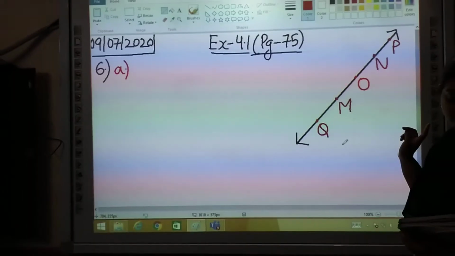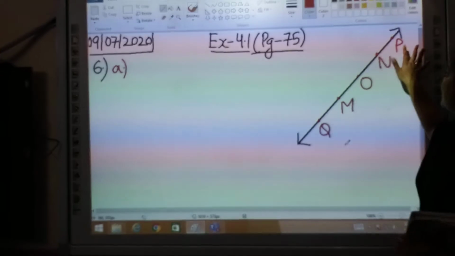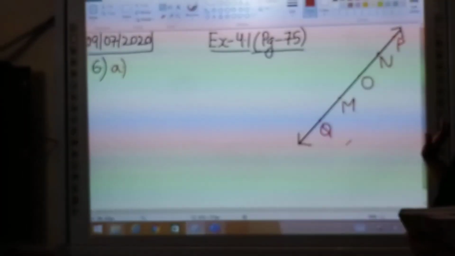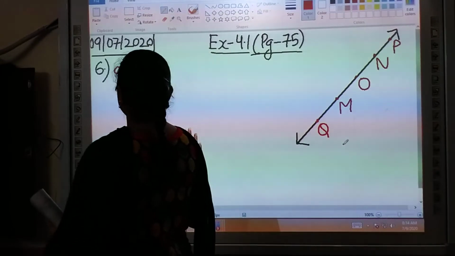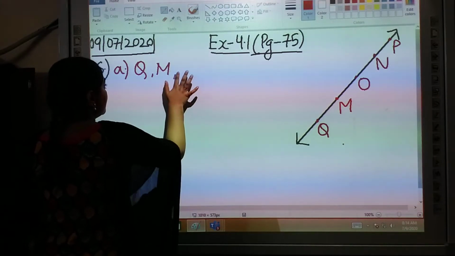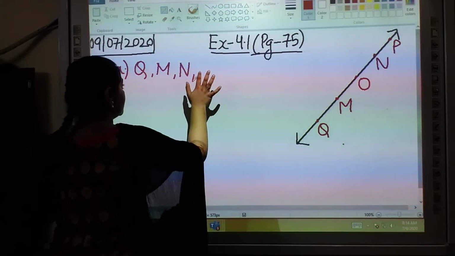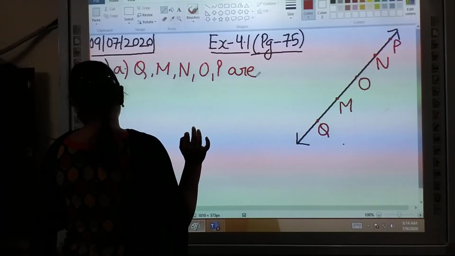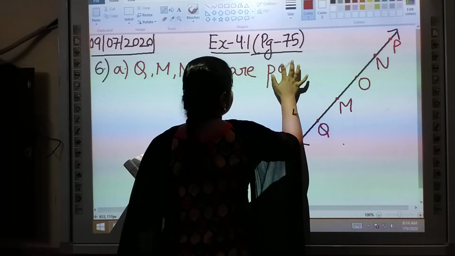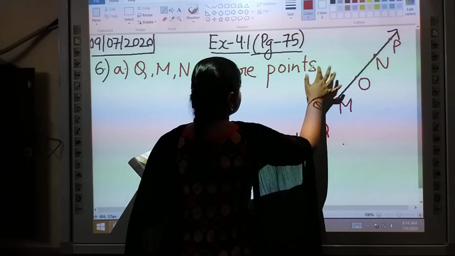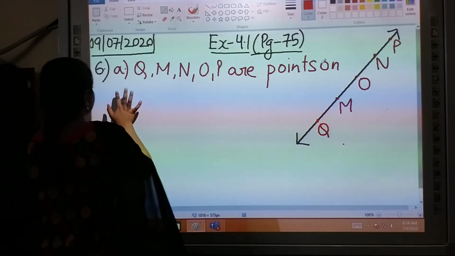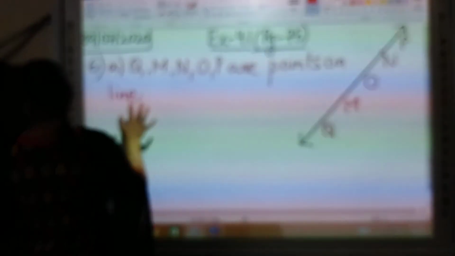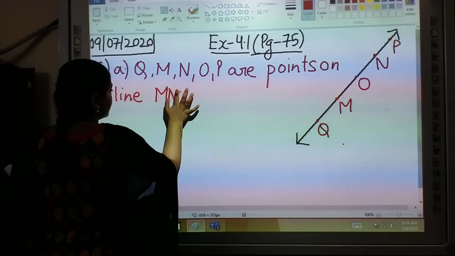तो क्वेश्चन में हमें फर्स्ट पार्ट पूछा गया है कि पॉइंट Q, पॉइंट M, पॉइंट O, point N and point P are marked on the line MN. So is it true or false? So it is true. We can see that point Q, point M, point N, point O and point P are marked. Marked मतलब उसपे points को बनाना, points on line MN. Clear children?